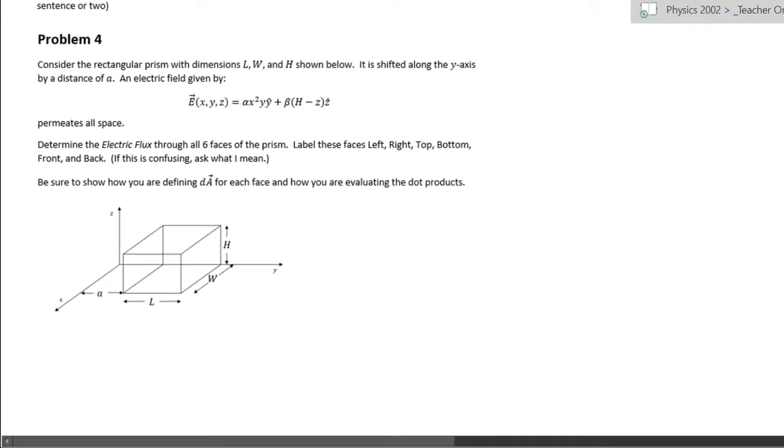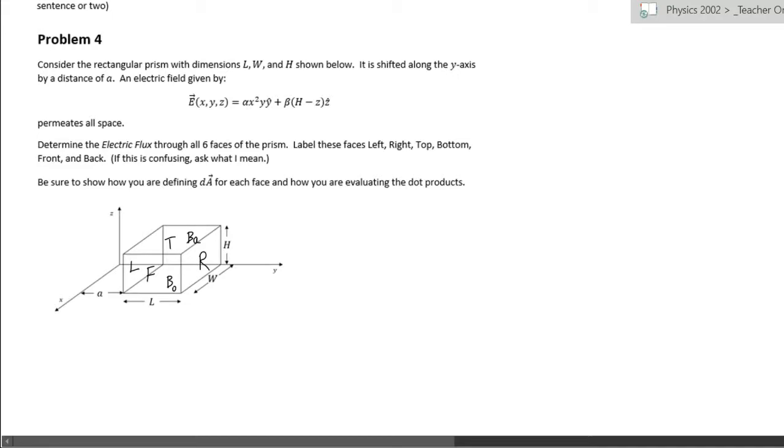Now, the last question that we have here, we have a box and we want to find what the flux is through all 6 of the surfaces. So what I'm going to do is label these. The top surface I'll call T. The back surface I'll call BA. The front surface I'm going to call F. The bottom surface I'm going to call BO. The right surface I'll call R, and the left surface I'll call L.